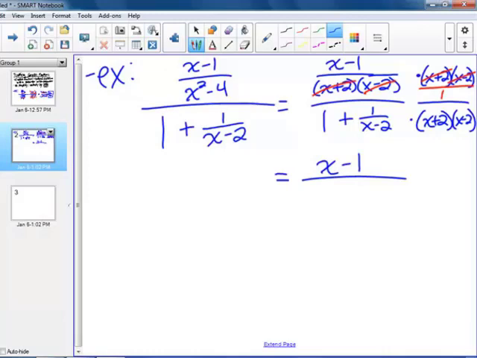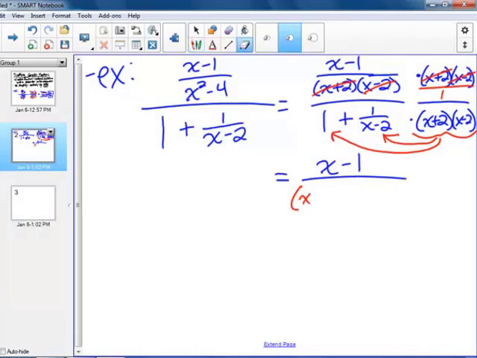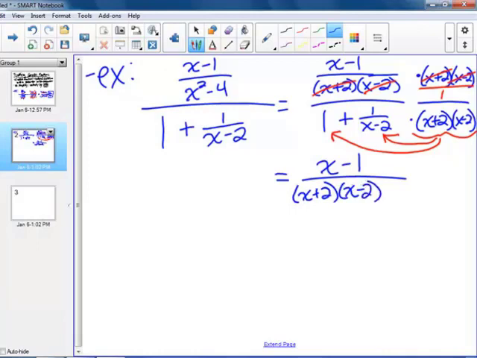Now on the bottom, this is a little trickier because I have two things going on here. This has to get distributed to both parts, the two terms here. When I multiply 1 by x plus 2 times x minus 2, it's just whatever it is, x plus 2 times x minus 2. That doesn't change; 1 times x plus 2 times x minus 2, just bring it down. Now, in the second term, the x minus 2 cancels. 1 times x plus 2 is x plus 2.